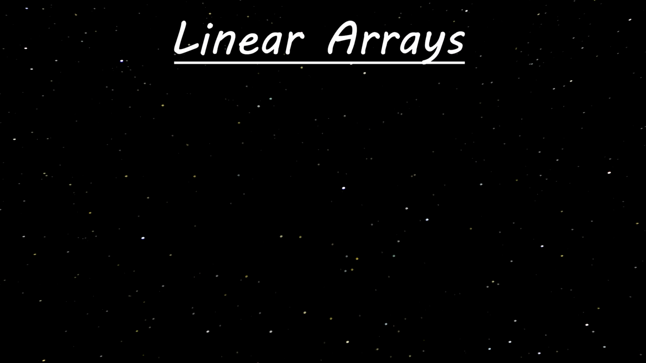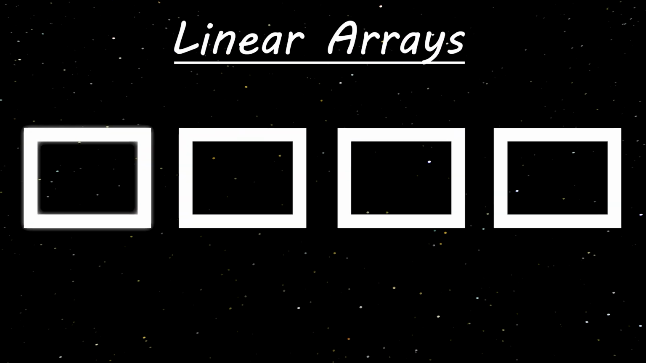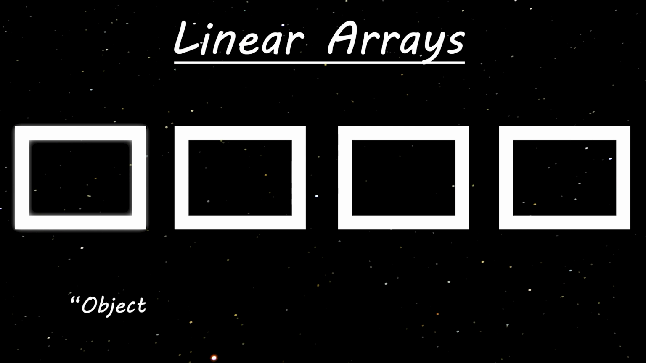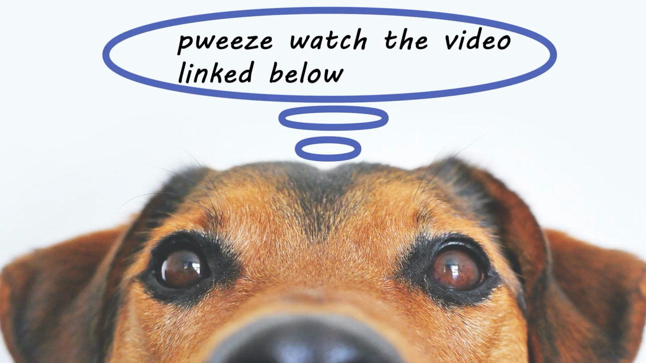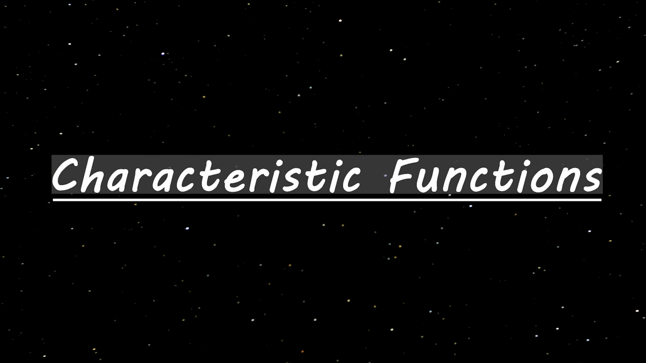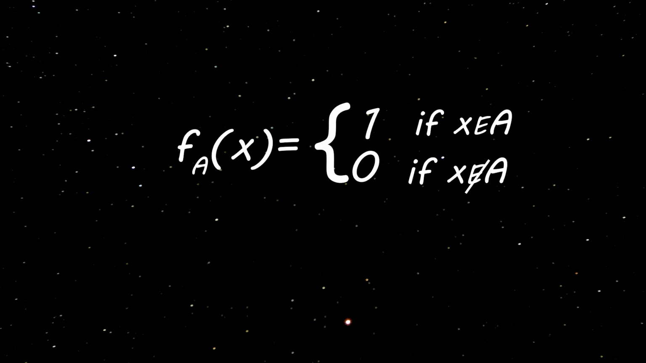In the previous video, we discussed linear arrays. I will link that video below, but briefly speaking, a linear array can be thought of as a sequence of positions. Now I'm mentioning linear arrays because it's important when we discuss characteristic functions, and characteristic functions are the way we represent sets within computers. Here is a characteristic function.